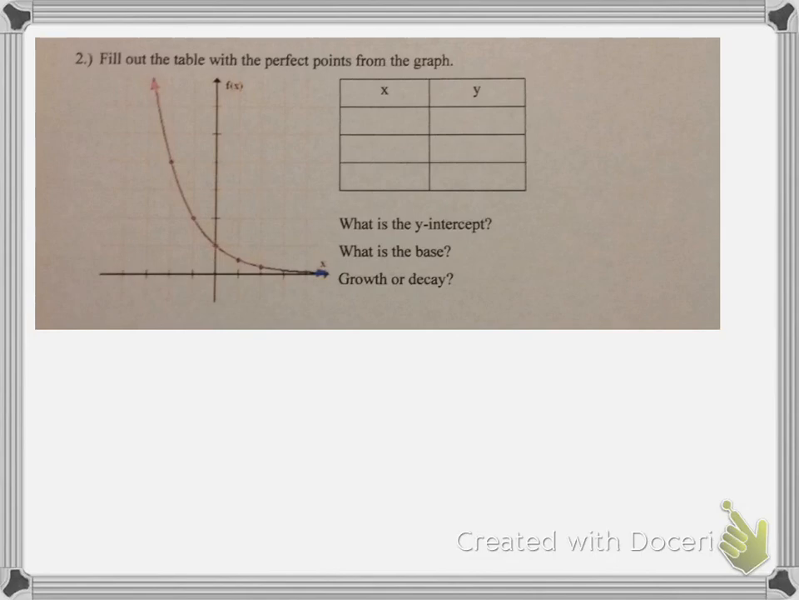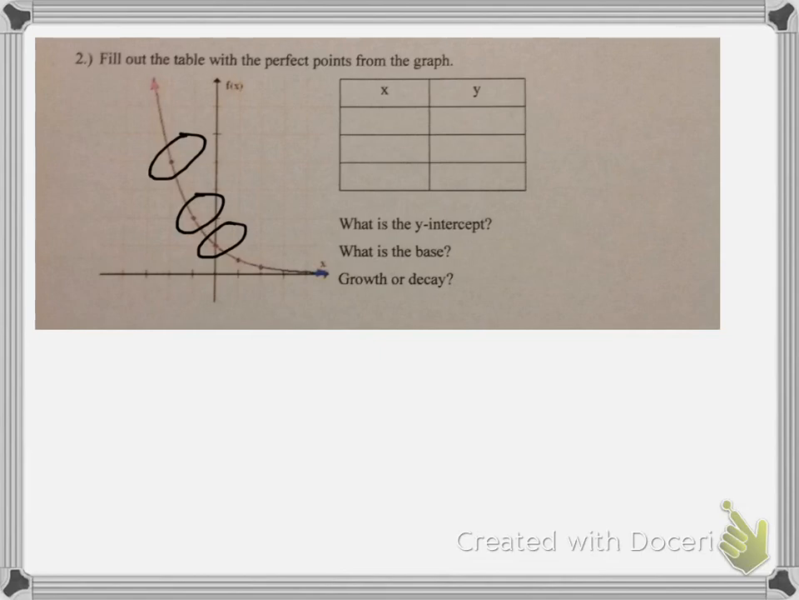We have a graph that's provided to us, and we have to find the perfect points to fill out the table and then answer these questions. So a perfect point is where it intersects into those grid lines provided on the graph. Alright? So off the back, I see 3 perfect points. I see there's this one, and this one. Okay?